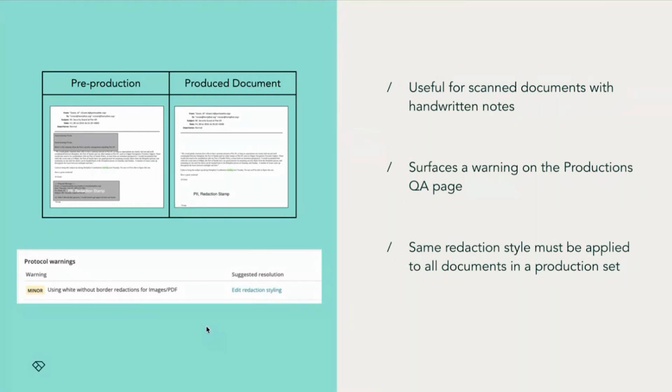This is something to be aware of, and you probably don't want to do it on all of your redactions, so it will produce a warning in the production QA page. You'll have to acknowledge that warning before you go ahead and produce the documents with that white borderless redaction. And one note here, you do need to apply the same redaction style to all of the documents in a production. So you may need to split up your production protocols a little bit and change things up if you have some documents that you need with the white redaction and some with regular black redactions as well.